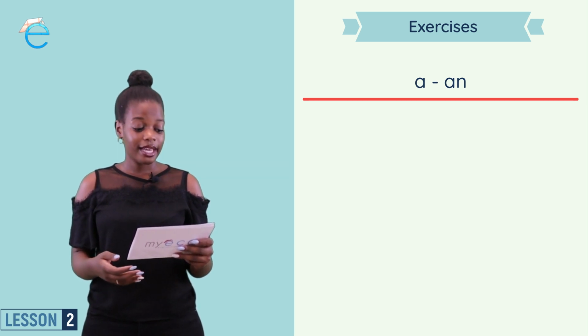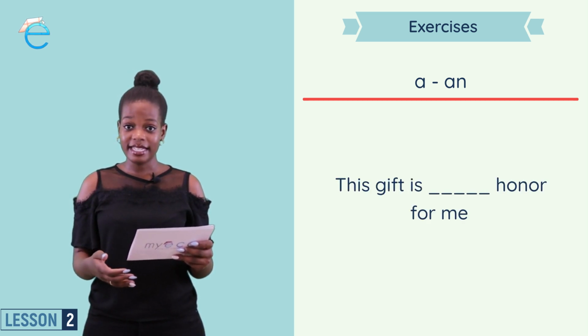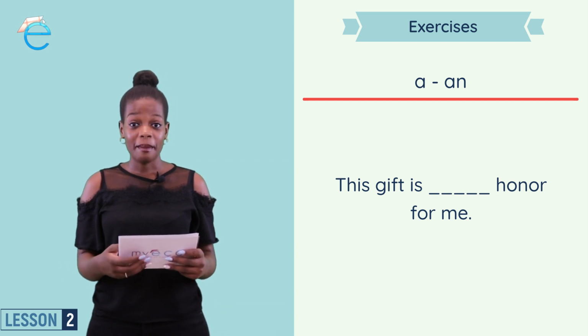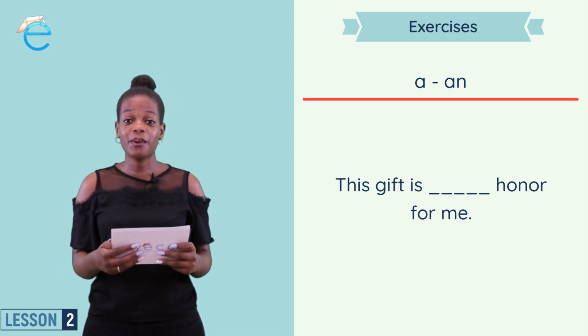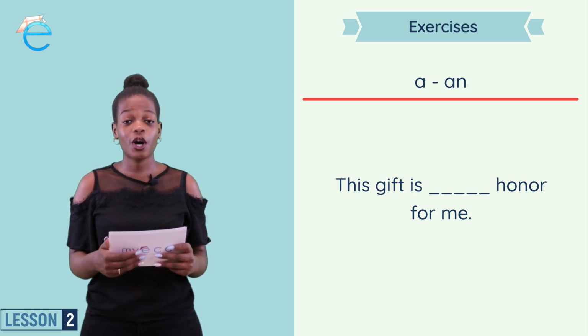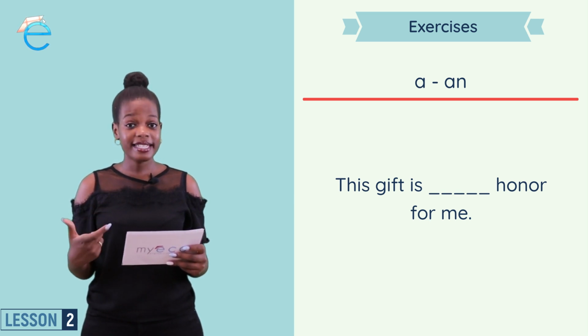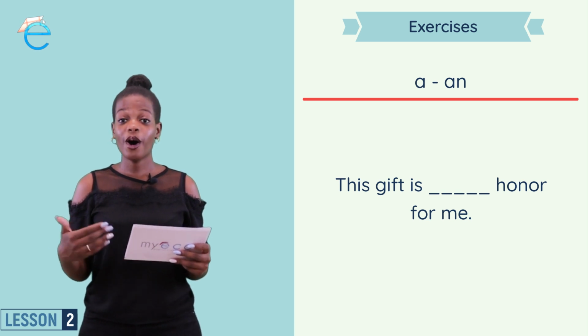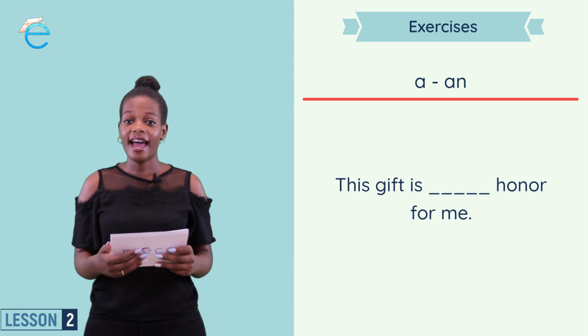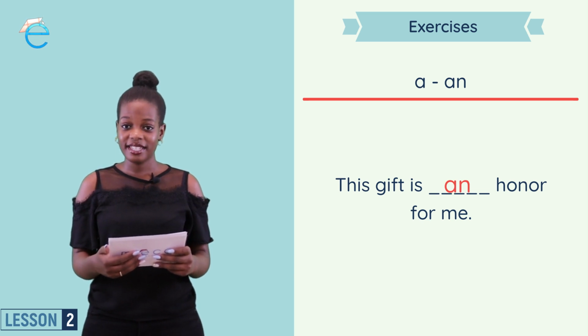Number 4, this gift is blank honor for me. Remember, honor was one of our special words. It starts with H, which is a consonant, but it makes a vowel sound, honor. Therefore, I'm going to use an. This gift is an honor for me.